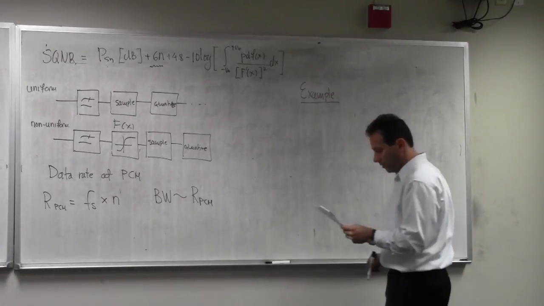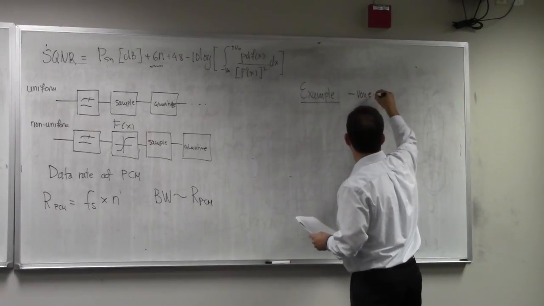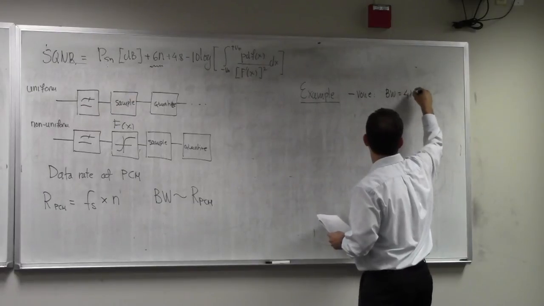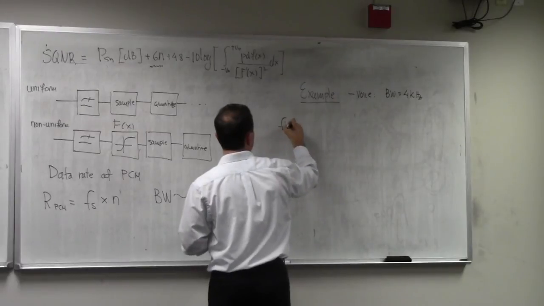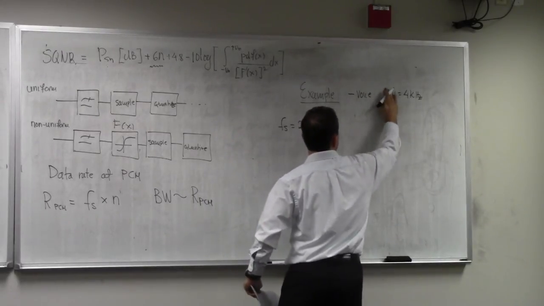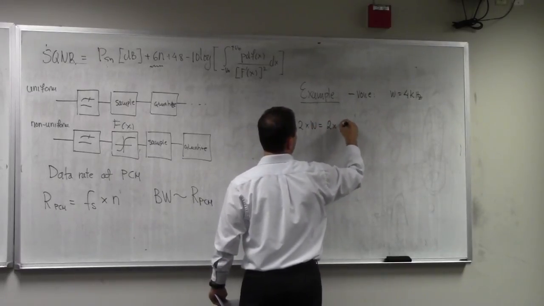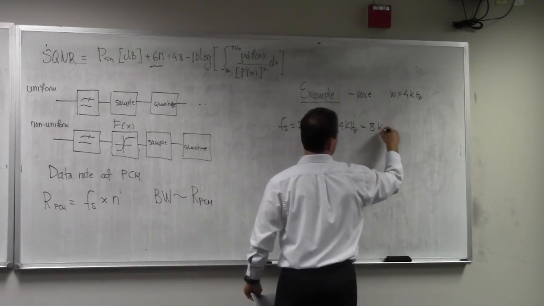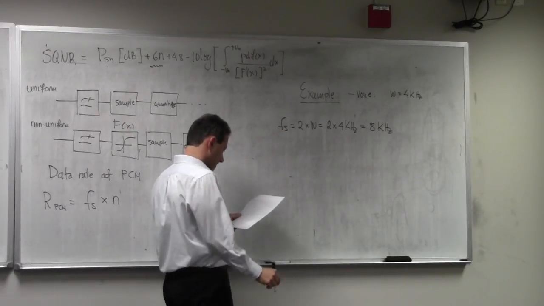So for voice, right? We have the bandwidth of the signal is 4 kilohertz. So in this case, the sampling rate, which is 2 times the, let me call it W, 2 times W, which is gonna be 2 times 4 kilohertz, which is gonna be 8 kilohertz. So voice, we're gonna sample with 8 kilohertz.